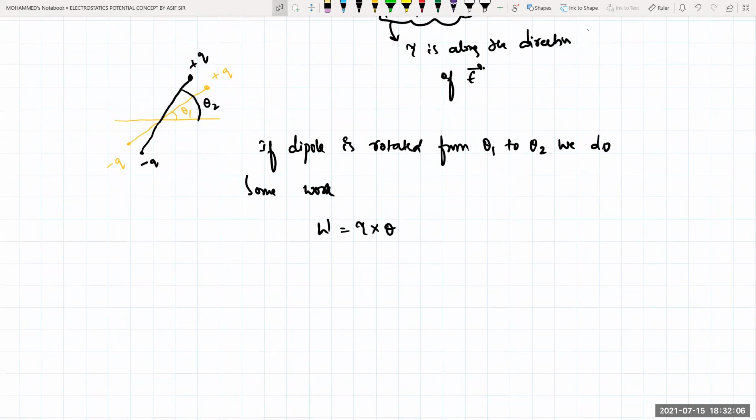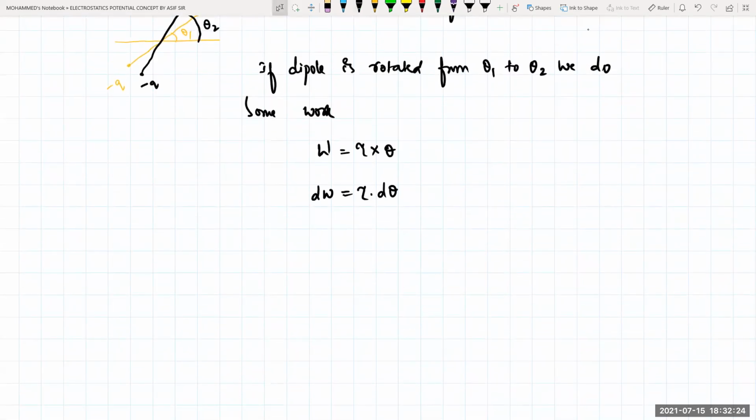Clear? So now we are rotating from theta 1 to theta 2. Is theta 1 to theta 2 a clockwise direction or anti-clockwise direction? Anti-clockwise, sir. So for anti-clockwise direction, for a small angle, dW will be equal to tau into d theta, can I write? Isn't it? Now torque formula is already known for me, beta. dW equals tau. Tau value is how much for me? Can you tell me? This is nothing but P E sine theta, that is the torque, into d theta.